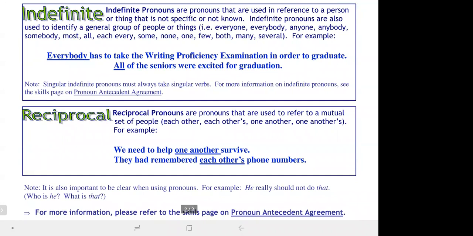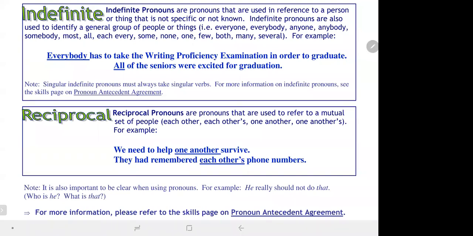Indefinite pronouns are pronouns that are used in reference to a person, used to identify a group of people or things. When you say everyone, it doesn't identify one person. It's like a group of people or things. Everybody, everything, anybody, anyone, and so on.